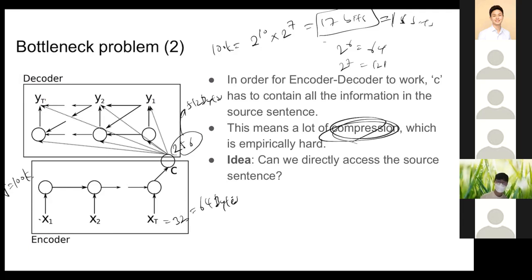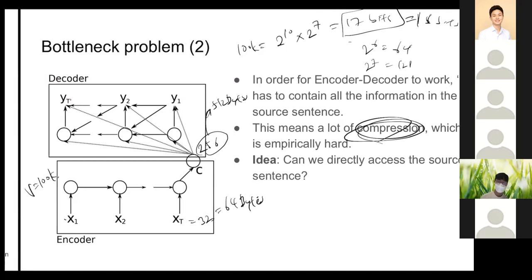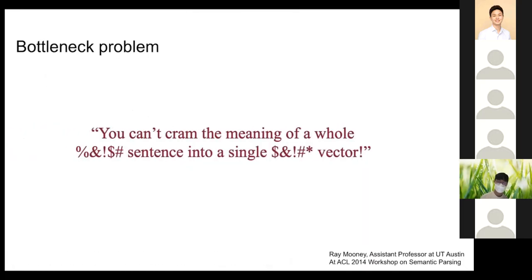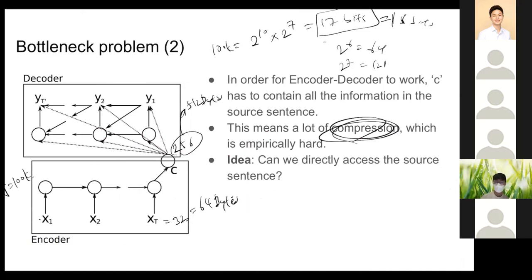But the point is that this is a big bottleneck, and that's basically coming back to this famous saying from Ray Mooney that you can't cram the meaning of a whole sentence into a single vector. Well, that's more of an empirical statement than theoretical, because theoretically, everything is a vector, right? But empirically it doesn't work that way. So the idea here is, instead of compressing everything, can we directly access the source sentence? And that's really the motivation for the attention mechanism that we're going to cover in this class.